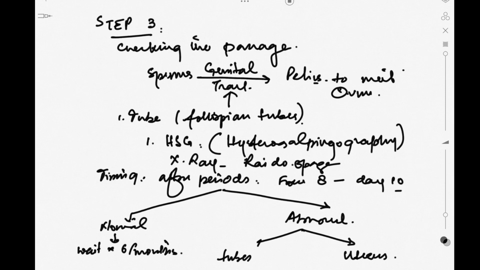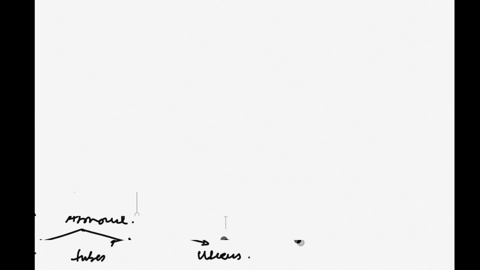So if step 3 is also normal, we should wait at least 6 months before giving any kind of medicine, and tell them that they should have regular intercourse and wait for at least 6 months. As I told you, 60% of the patients will conceive. If they don't conceive within 6 months after the HSG, or there is some abnormality in the tubes or uterus on the X-ray, then we should move on to step 4.